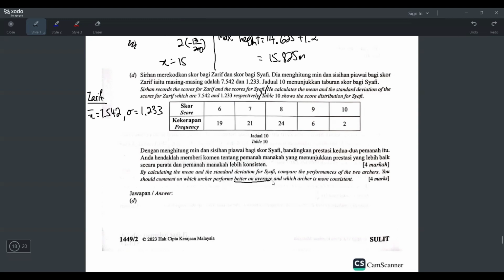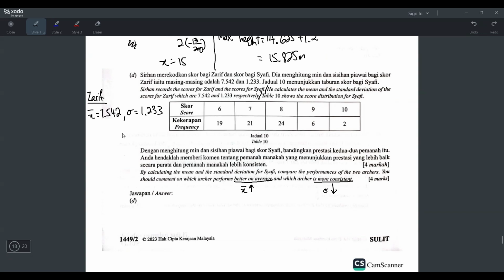Okay, for better on average, we have to choose the one with the higher mean. Yeah, if you have a higher mean, then you perform better on average. Okay? Mean is like average. So if you want to know who is better, then you want the mean score to be higher. If the average score is higher, then you perform better. But which one is more consistent? Okay, for consistent, you have to choose the one with a lower standard deviation, because standard deviation is the measure of dispersion. So when your measure of dispersion is lower, you are more consistent. So this one you have to choose with what? Smaller standard deviation, right?